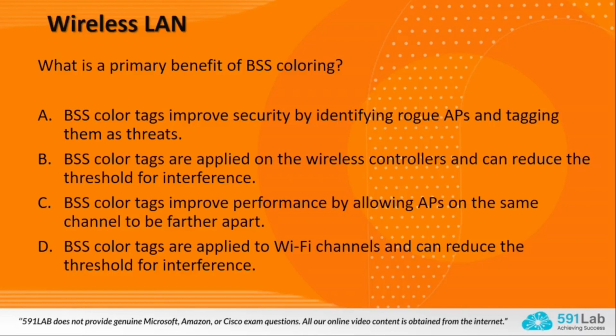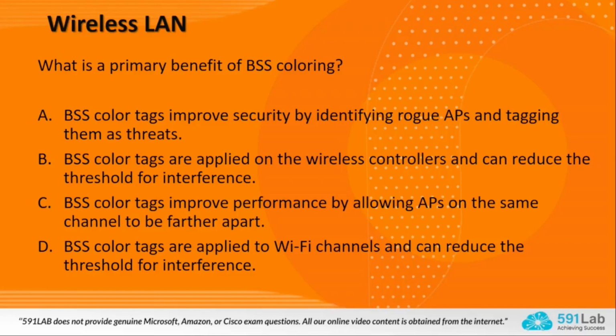Option A. BSS color tags improve security by identifying rogue APs and tagging them as threats. That's not relevant to what we have discussed and it is wrong. Option B. BSS color tags are applied on the wireless controllers and can reduce the threshold for interference. Color tags are applied to channels, not on the wireless LAN controllers. This is wrong. Option C. BSS color tags improve performance by allowing APs on the same channel to be farther apart. No, BSS coloring will allow the APs on the same channel to be closer, not to be farther apart.